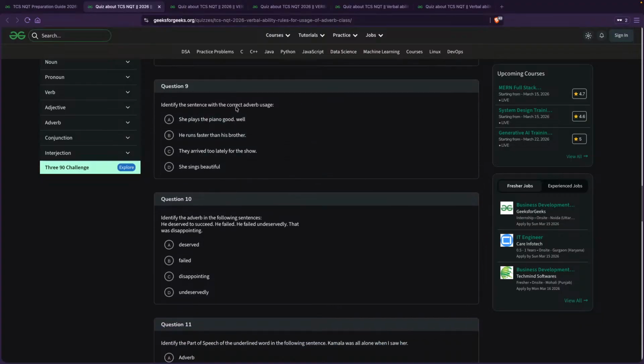Identify the sentence which uses the correct adverb. She plays the piano good, well. She plays the piano well. She runs faster than his brother. He runs faster than his brother. I think the sentence which is correct, okay, is: he runs faster than his brother.